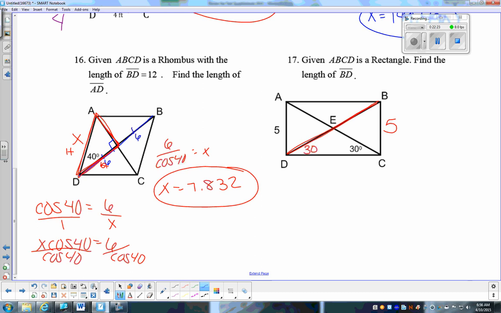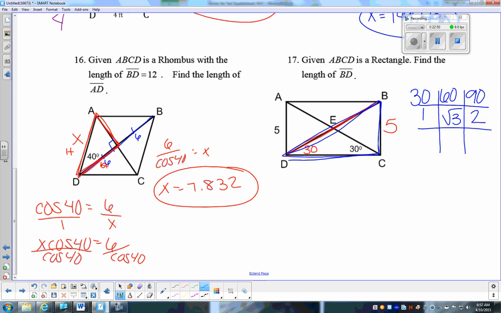So I'm going to use this triangle here to find BD. Well, you can either use trig or you can use your 30, 60, 90. I'm going to use 30, 60, 90 just because we just did trig in number 16. So we have our 30, our 60, and our 90. Our sides go 1, square root 3, 2. Across from the 30 is the 5. We're looking for the side across from the 90. So 1 over 5 is 2 over x. So I get x equals 10.